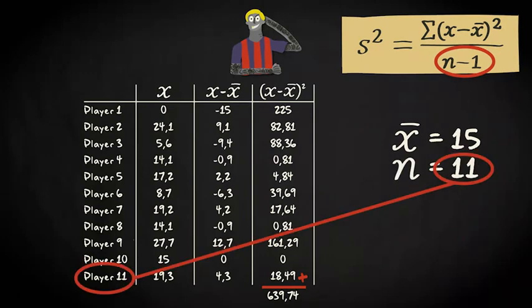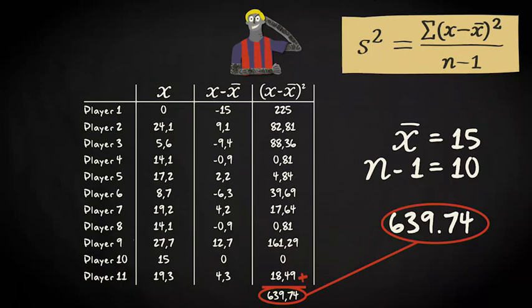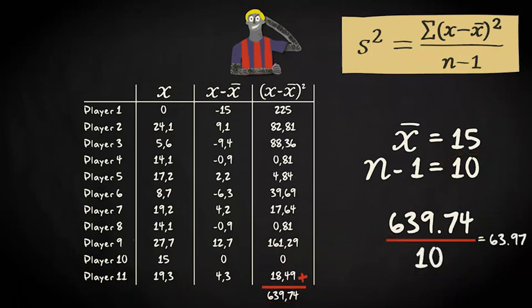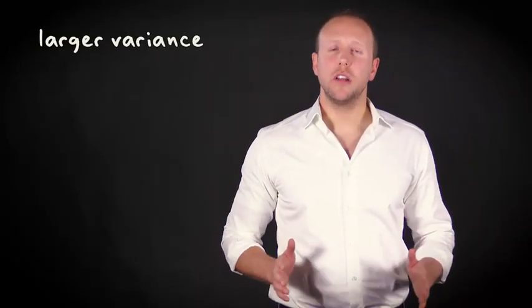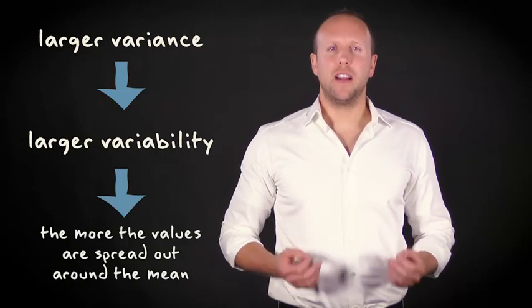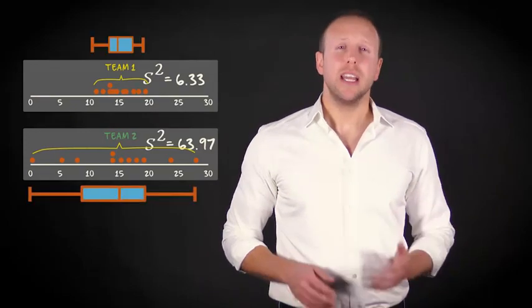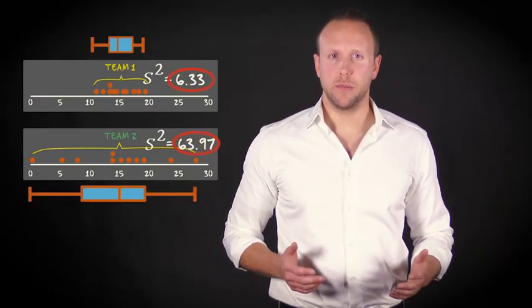The n in our case is 11, so n minus 1 is 10. 639.74 divided by 10 equals 63.97. That's our variance. The larger the variance, the larger the variability. That means, the larger the variance, the more the values are spread out around the mean. The first team, displayed here, has a variance of about 6.33. You can see that the larger variability of the tattoo density in Team 2, that was already visible from the dot plots and the box plots, is also represented by the larger variance.